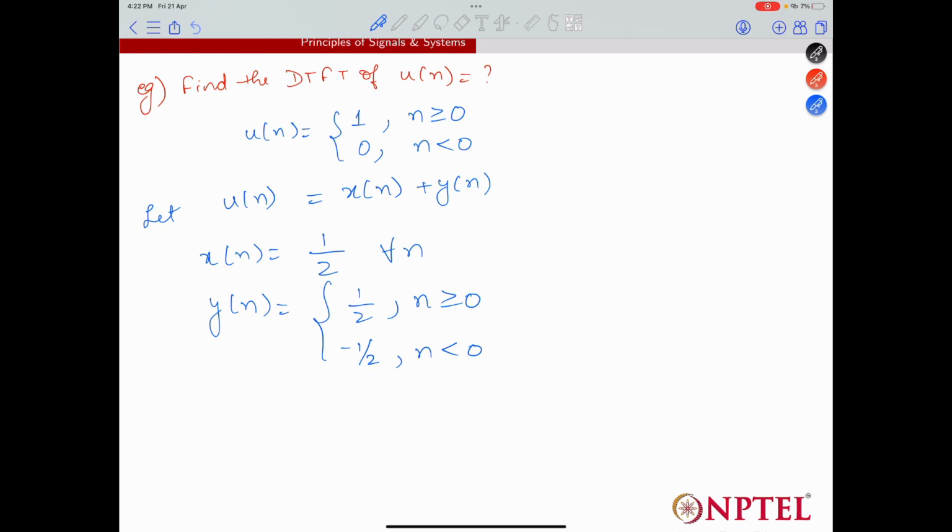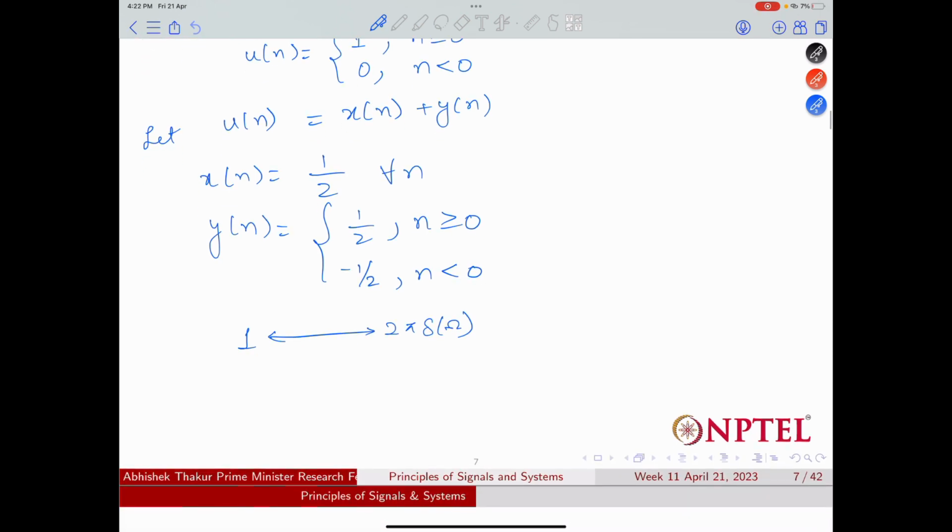We all know that the DTFT of 1 is given as 2 pi del of omega. So the DTFT of half will be pi of del omega. So the DTFT of x of n, that is X of omega, will be pi of del of omega.